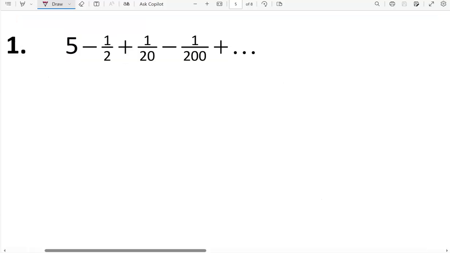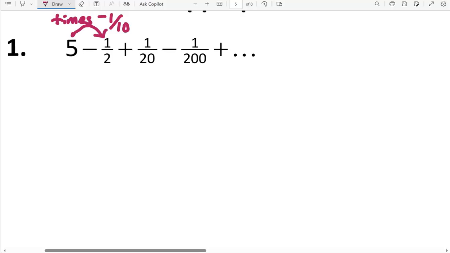Number 1 is a geometric series, since each term in the series is produced by multiplying the previous term by negative 1/10. In order to find the common ratio, we can divide any term by its previous term, and negative 1/2 divided by 5, for instance, is negative 1/10. The same will be true about any term divided by its immediate preceding term.